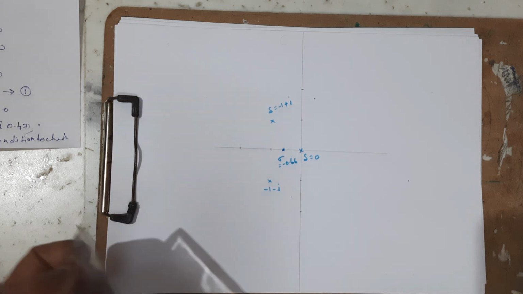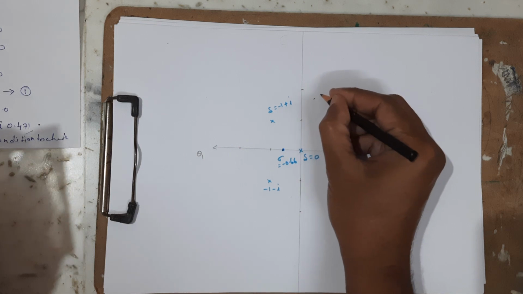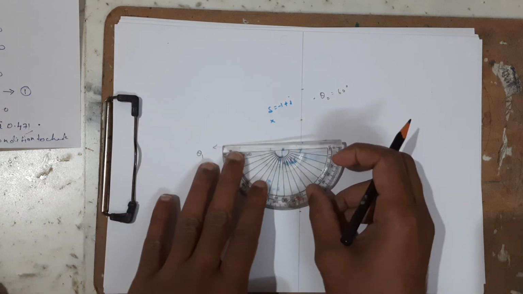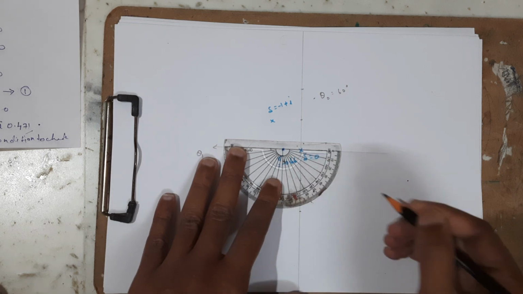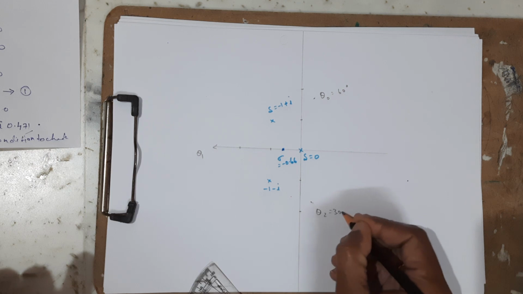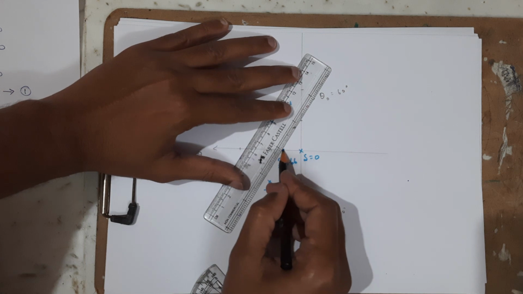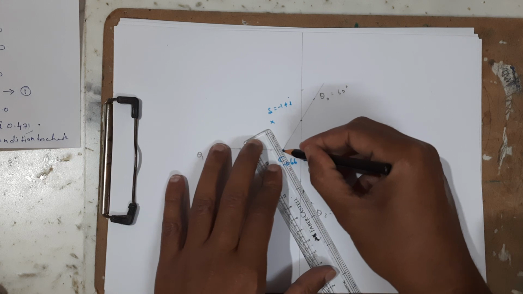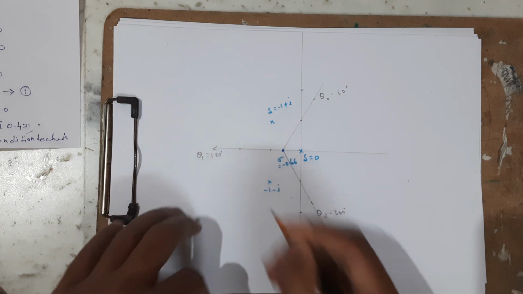Then theta 1 is equal to 180 degrees. This is theta 0, that is equal to 60 degrees. And here also, theta 2 is equal to how much? 300 degrees. Theta 2 is equal to 300 degrees. Now I am going to draw the lines like this. So this theta 1 is equal to 180 degrees.